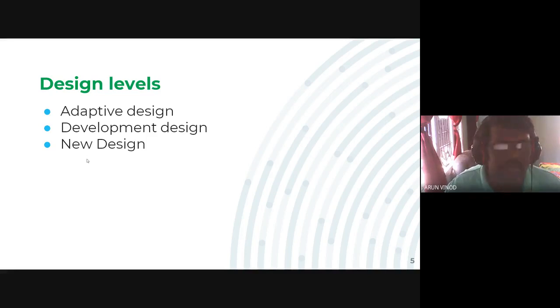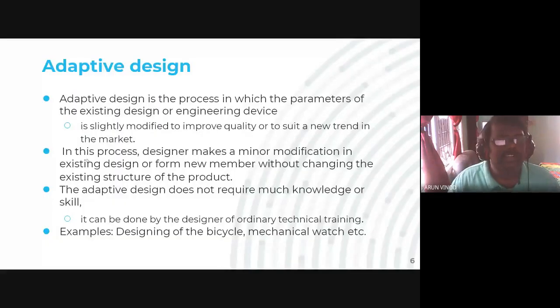Let me discuss the theoretical part of it. So what is adaptive design? Adaptive design is the process in which the parameters of the existing design or engineering device are slightly modified, as I told you, to improve or suit a new trend in the market. Slightly modified means only the look and feel you are going to modify.